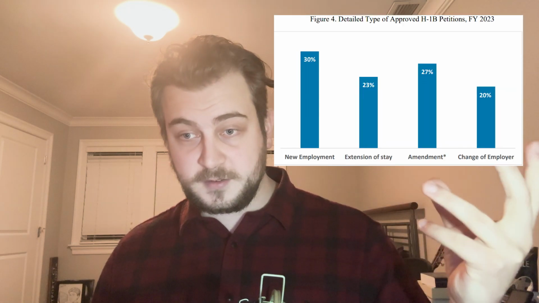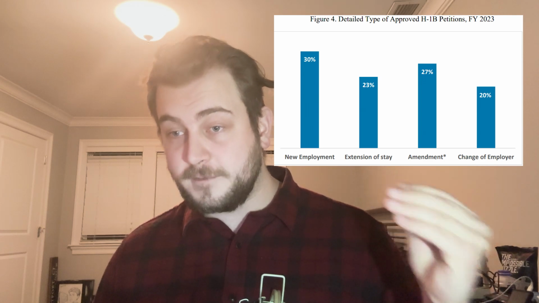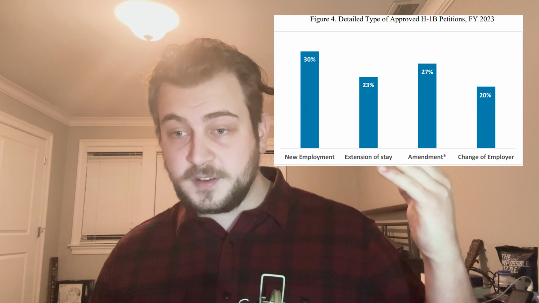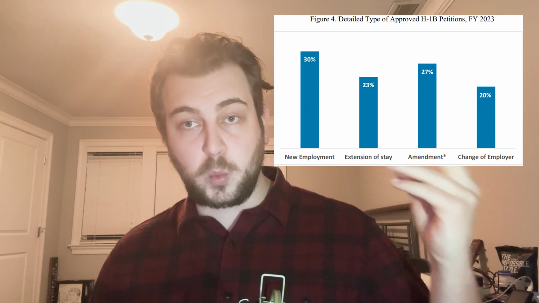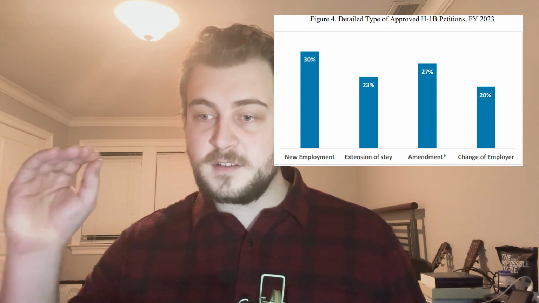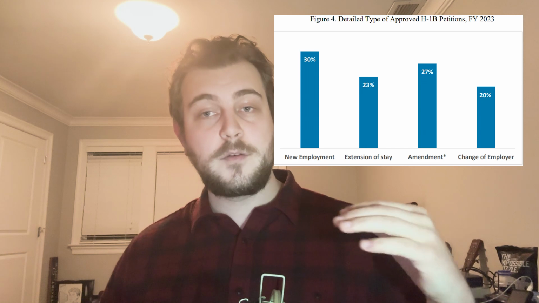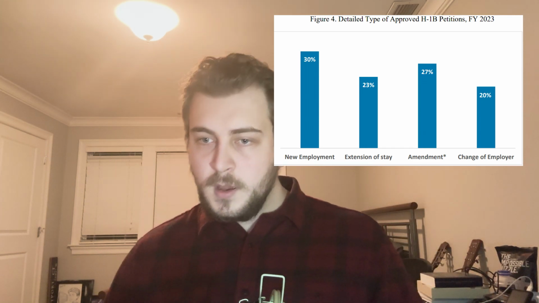23% are extensions of stay, 27% are amendments, which are filed when the employee moves work sites, has an increase in their pay, or there is an otherwise notable change in their working conditions. The report notes that some of these amendments are filed with an extension of stay, and 20% are for changing employers. The breakdown of country of origin for approved H1B beneficiaries is as follows.